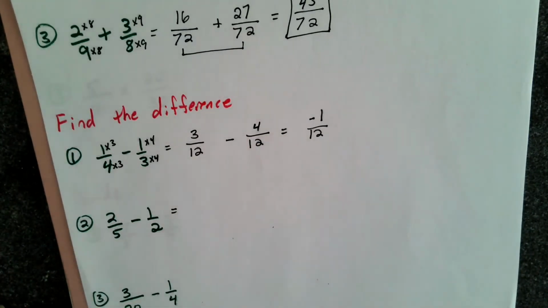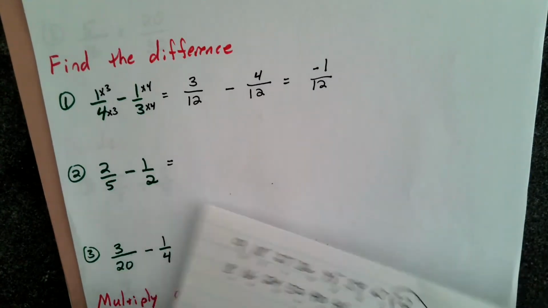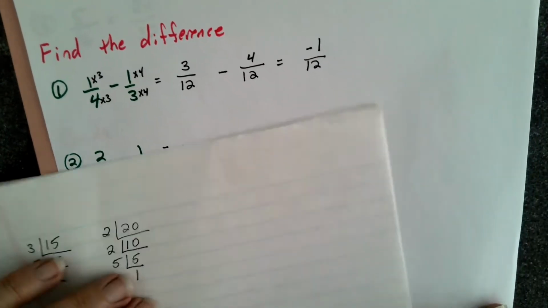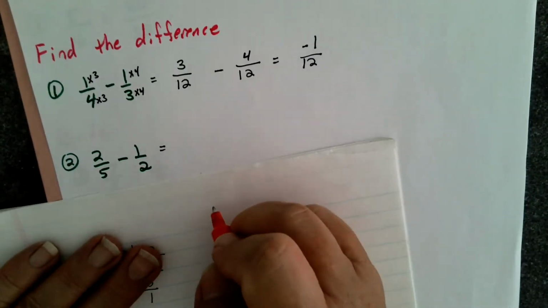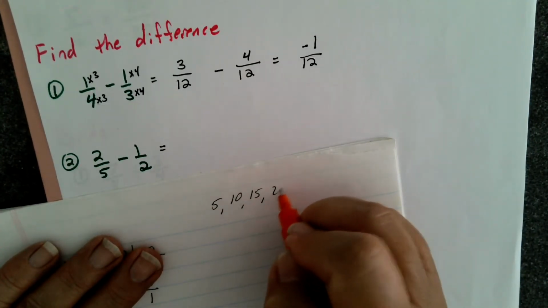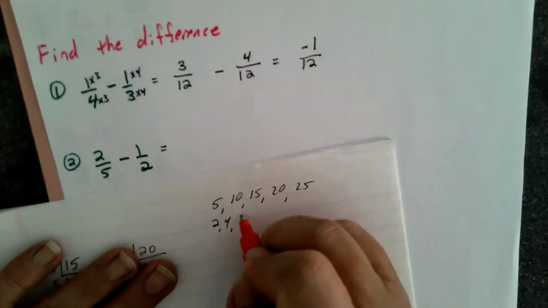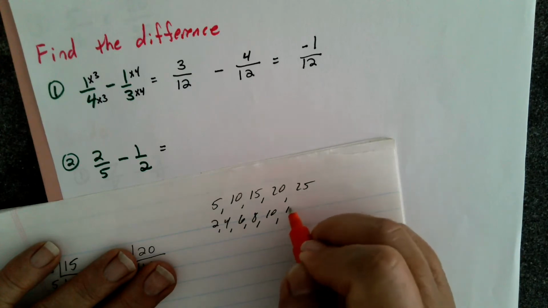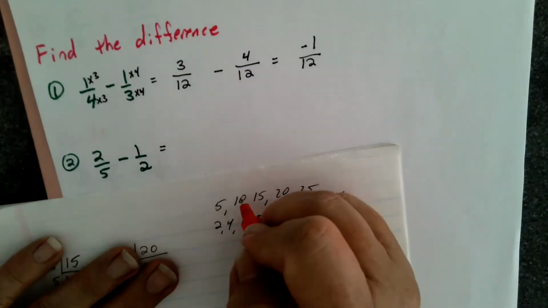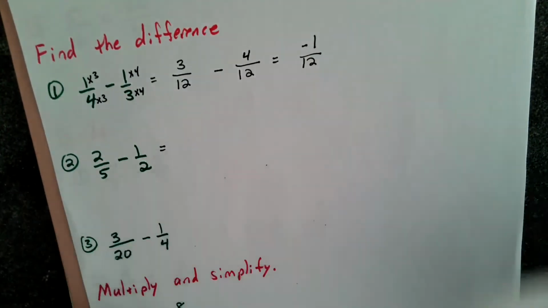For our next example, our denominators are 5 and 2. That's a new one, so I'm going to take my paper and write down my multiples of 5 and 2. So the multiples of 5 are 5, 10, 15, 20, 25, etc. The multiples of 2 are 2, 4, 6, 8, 10, 12, etc. And the least one that they have in common is 10. So my least common multiple is 10.